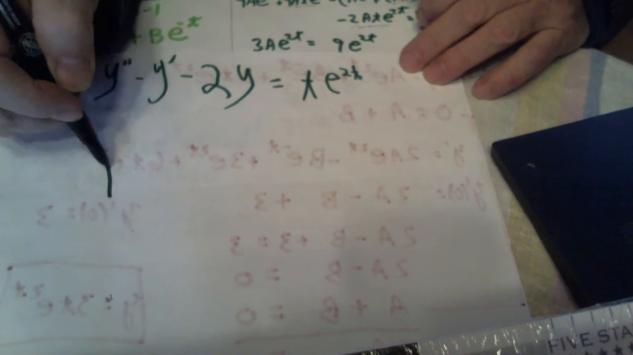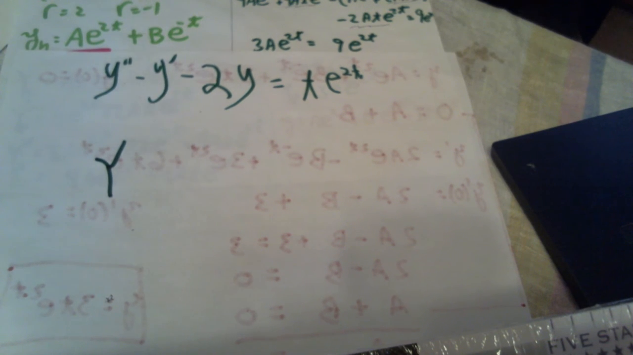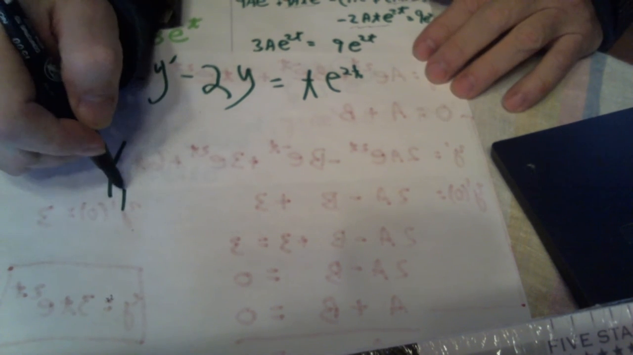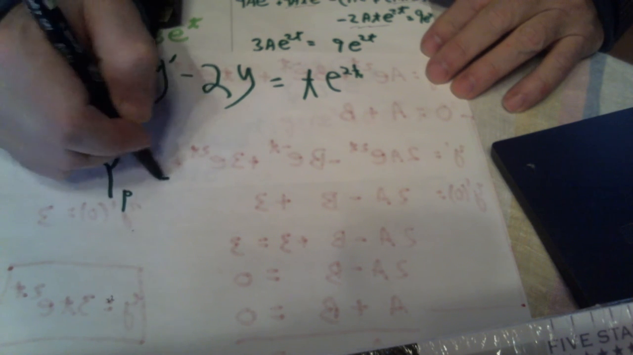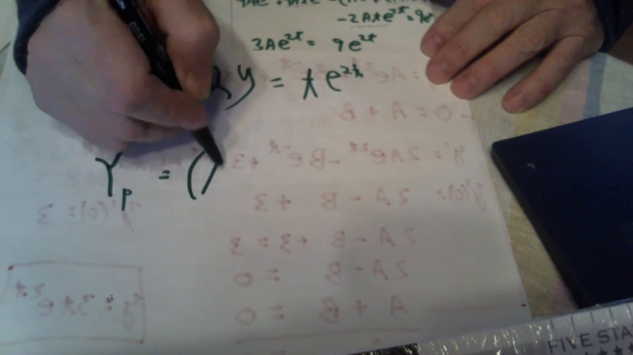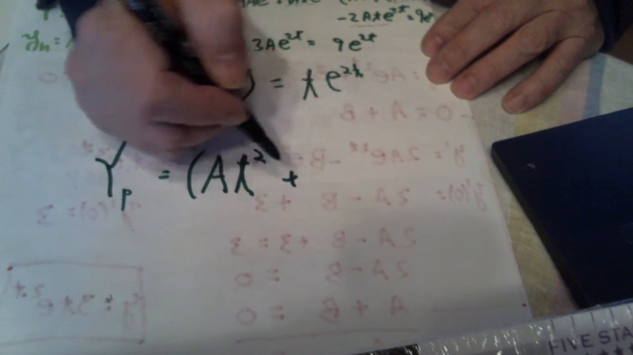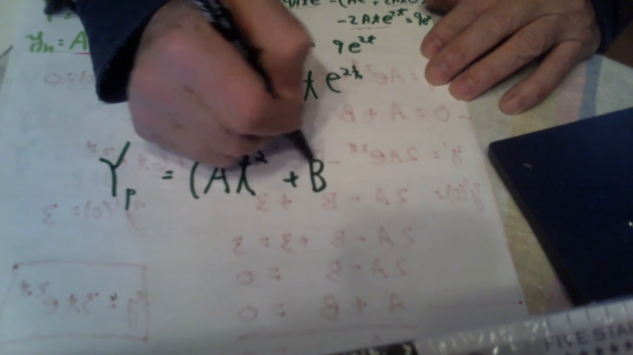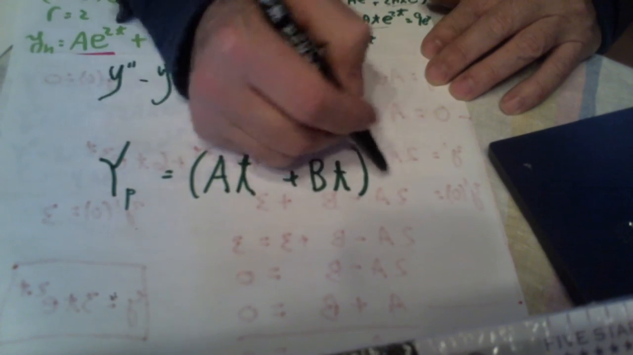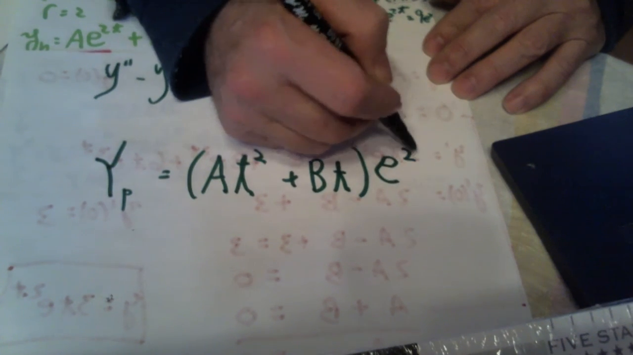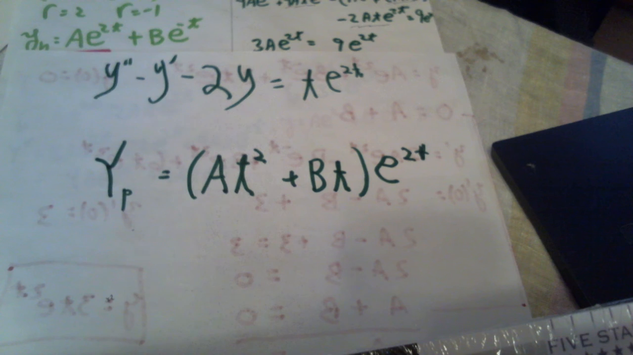If, honest to God, you guess y sub p equals just a t e to the 2t, it will fail. And not only that, you have to do the following. You have to guess this. For it to work, here's what you have to guess: y sub p equals, oh my God, you won't believe it, a t squared plus b t e to the 2t. You have to guess all this much just to get the thing to work.